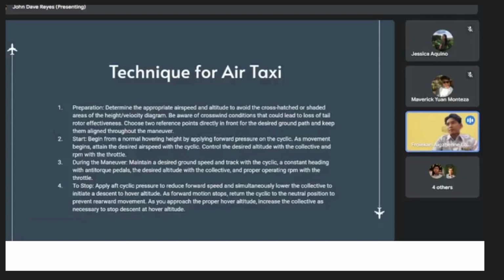Last is to stop. Apply aft cyclic pressure to reduce forward speed and simultaneously lower the collective to initiate the descent to hover altitude. As forward motion stops, return the cyclic to the neutral position to prevent rearward movement. As you approach the proper hover altitude, increase the collective as necessary to stop descent at hover altitude.